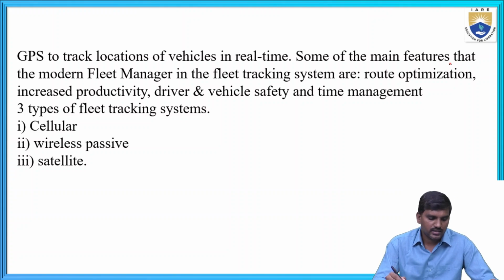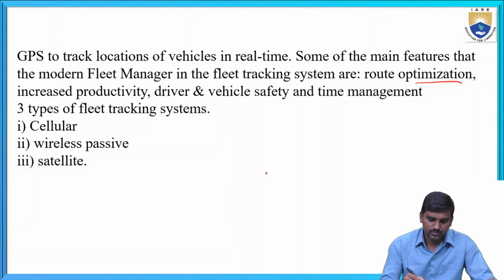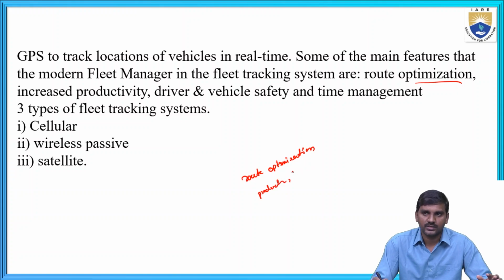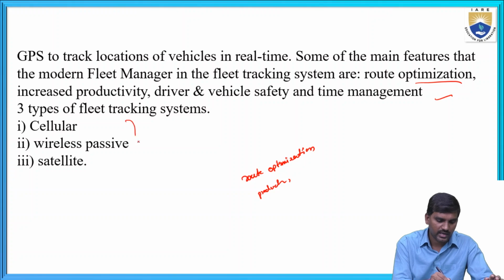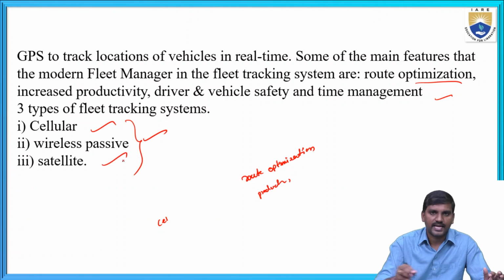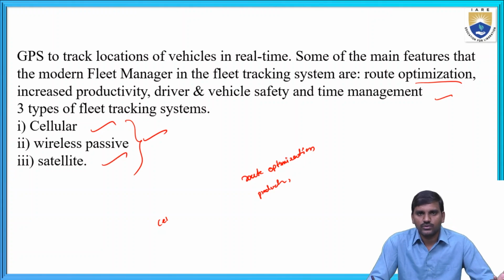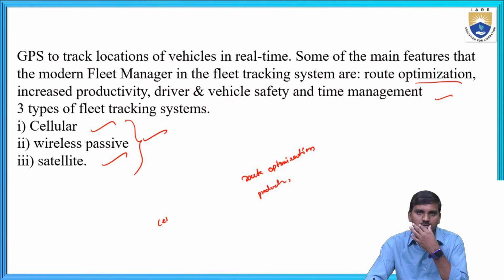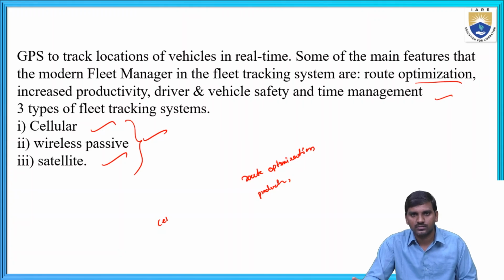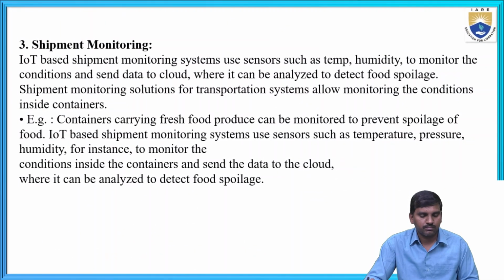Some of the main features that a modern fleet manager has in the fleet tracking system are route optimization, increased productivity, driver and vehicle safety, and time management. Here we have three types of fleet tracking system: cellular, wireless passive, and satellite. With the help of these three, along with GPS location, we can identify the exact location of the vehicles or trains, whatever.